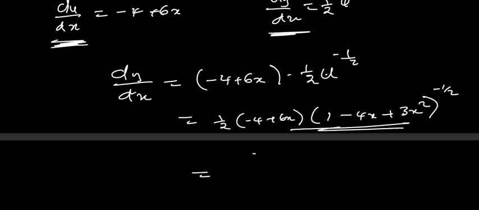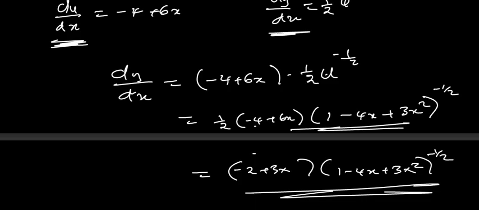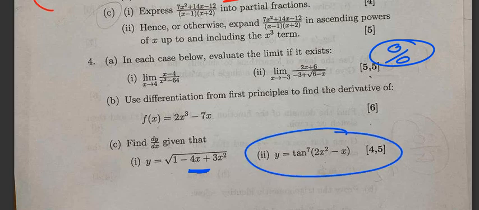Of course, you could have simplified it. Half can reduce this to be negative 2 plus 3x. Then this is multiplying 1 minus 4x plus 3x squared to the power negative half. So that's what you get as the derivative of the first guy. Then look at this interesting guy here, the last one, tan to the power 7. This is what you have.